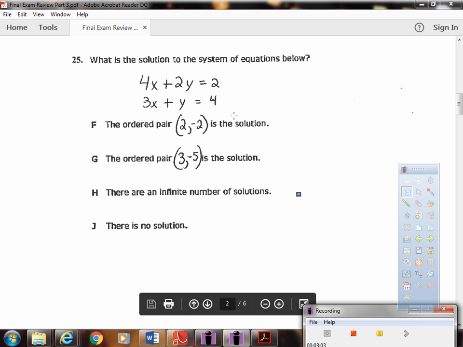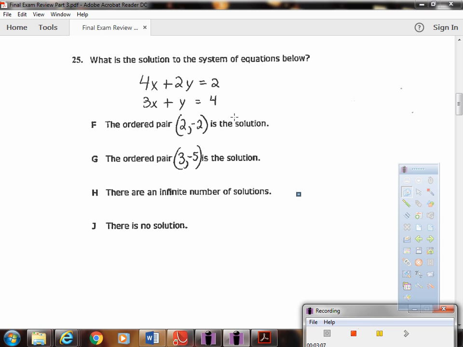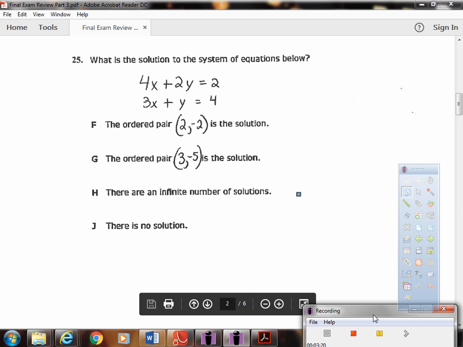Alright, number 25. Let's look at number 25. OJ, can you read that one for us, please? What is the solution to the system of equations below? Read it again, please. What is the solution of the system of equations below?